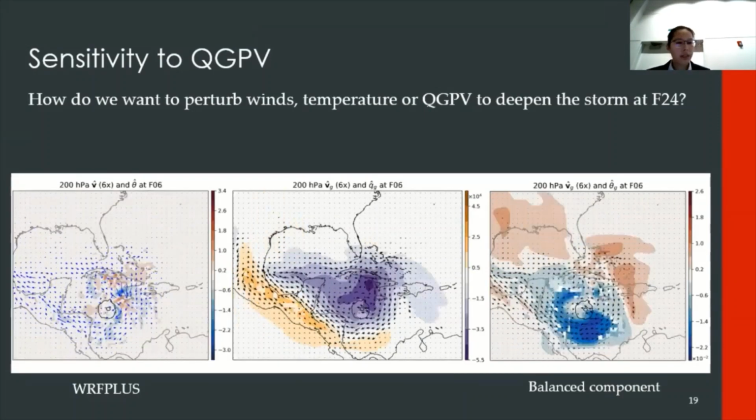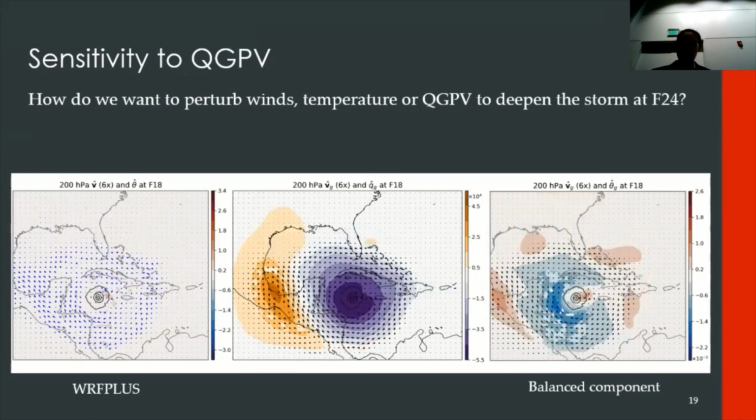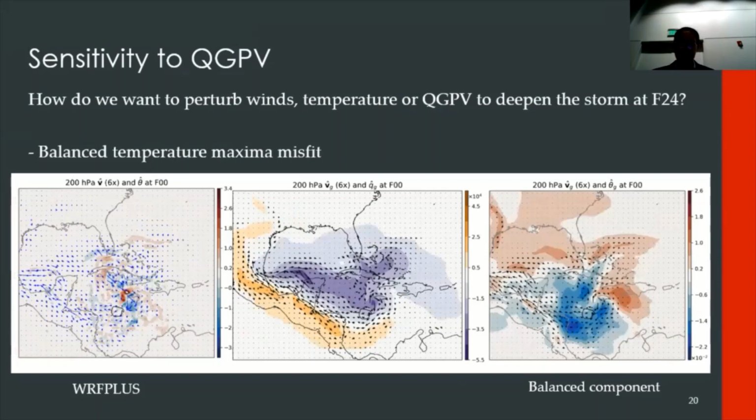At 200 hectopascal, you see a large pattern of wanting a negative sensitivity QGPV aloft, which may state we want more inertial instability at this level for the outflow to push outward and inspire secondary circulation for the storm to deepen. And again, you can see on the right, the balanced component of the wind matches quite well with what we have from the WRF output on the left, but the temperature sensitivity pattern doesn't really match.